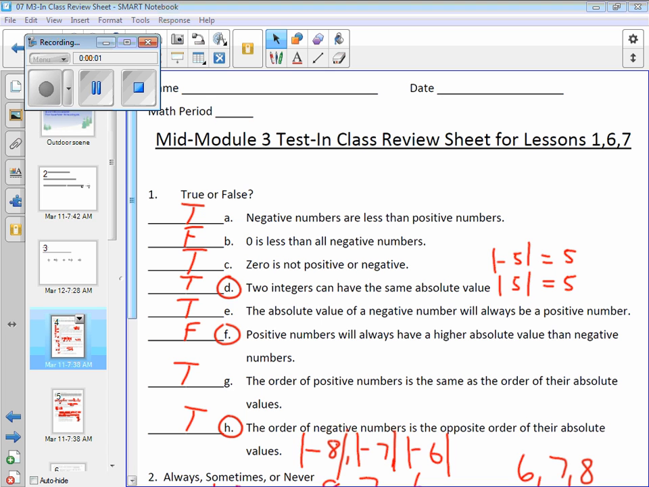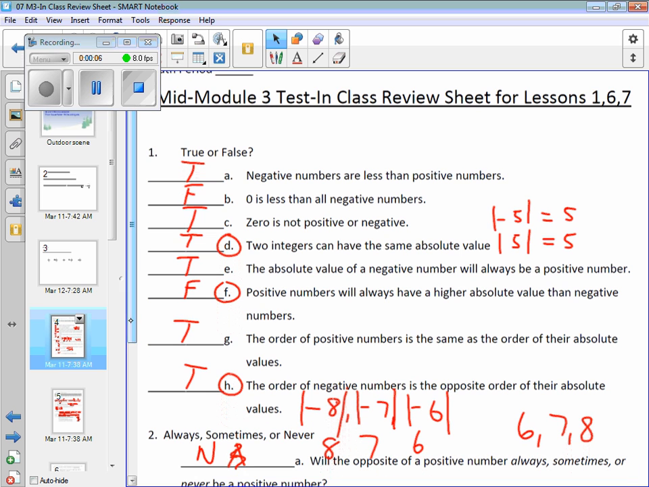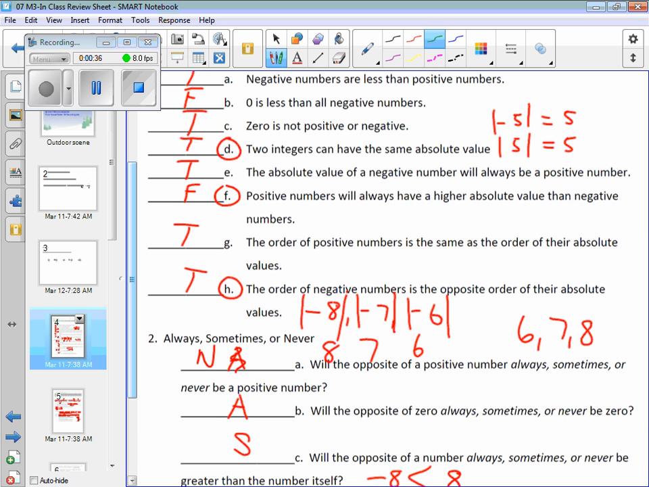All right, check your true false answers. What I did for D, F, and H, if you notice I circled them because I think those questions are important. And for D, I showed in an example why it's true. It says two integers can have the same absolute value, and I gave an example. -5 and +5 have the same absolute value of +5. That's why it's true.